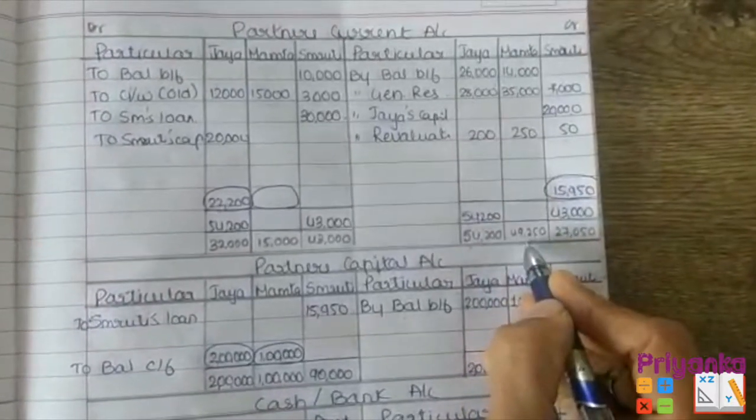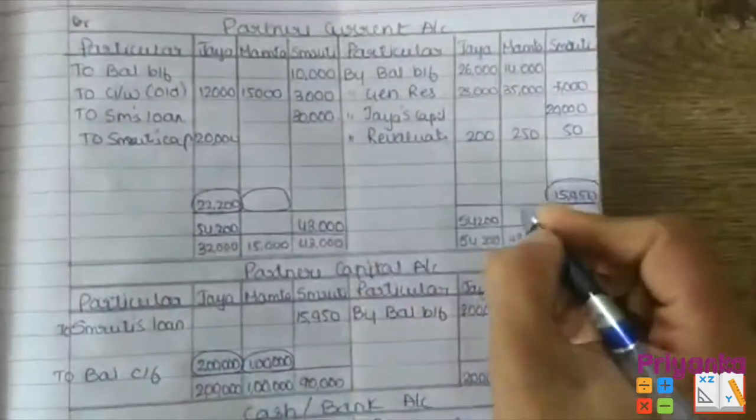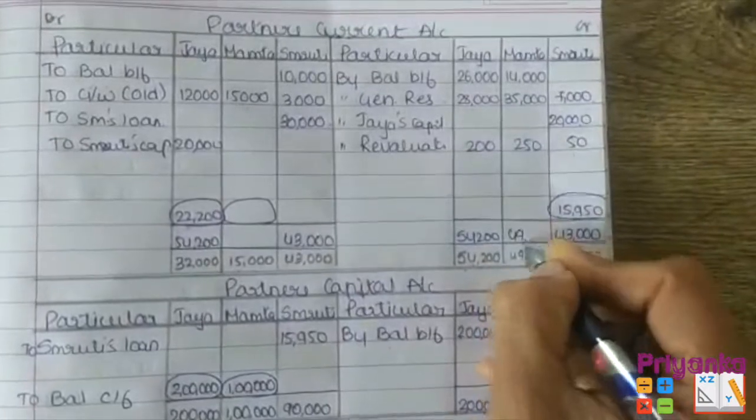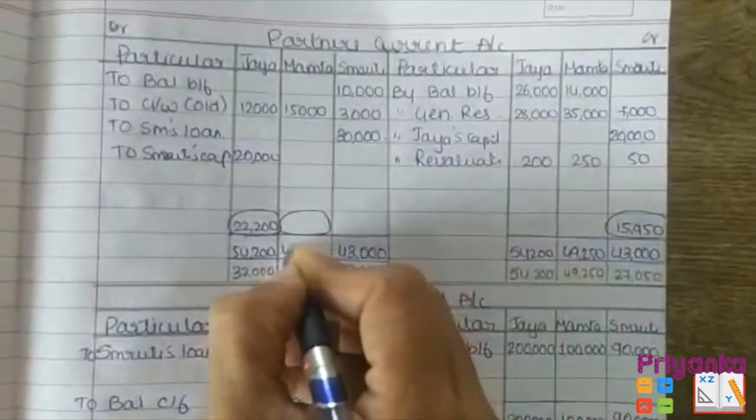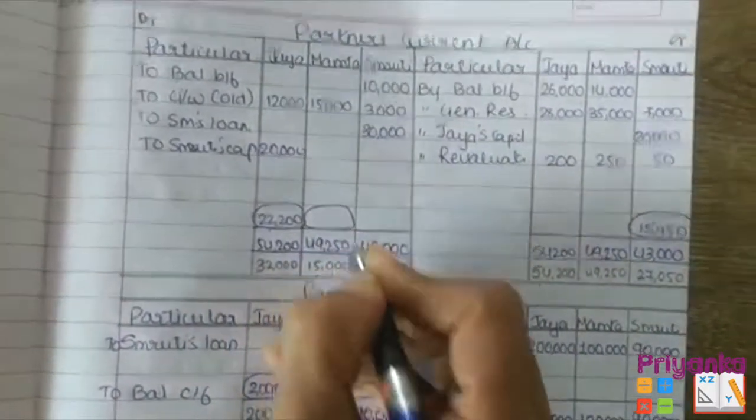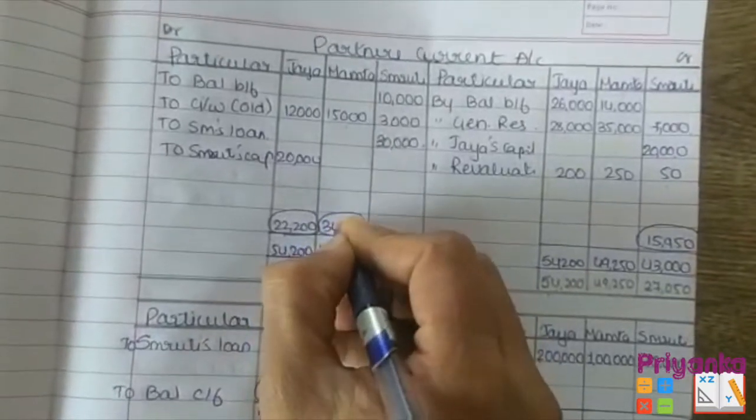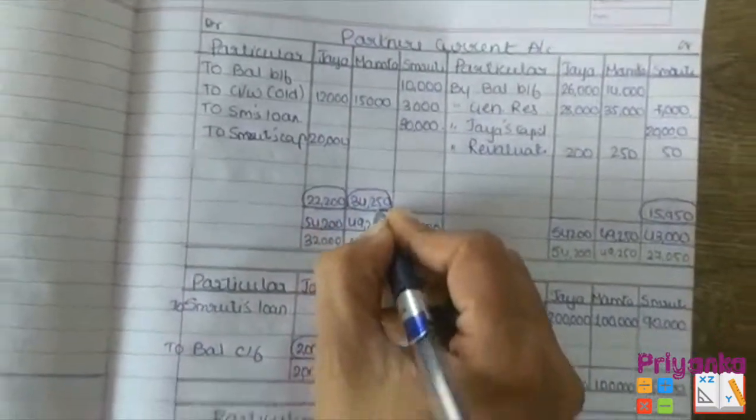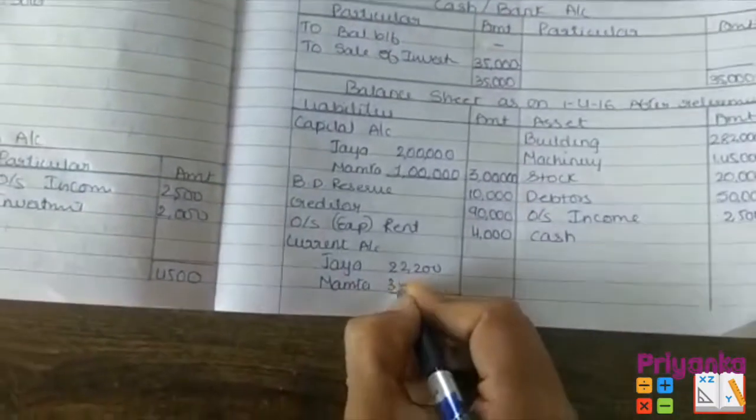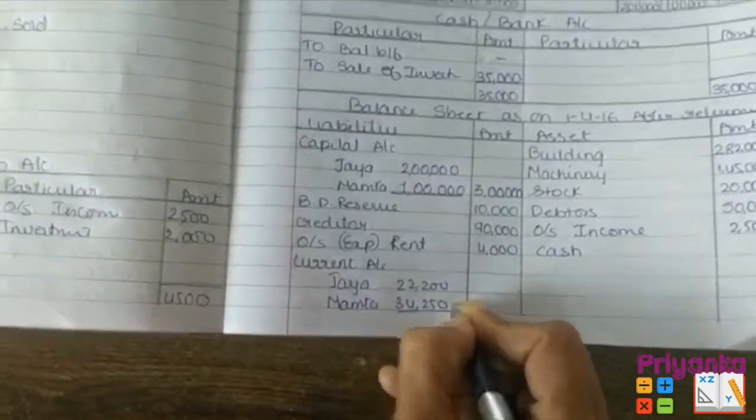अब जाते हैं ममता का कैलकुलेशन. यू कैन सी दिस नंबर इज मोर कंपेयर टू द 15,000. तो हम यही लिखेंगे दोनों साइड 49,250. So this is the difference I found, which will be passed on to the liability side.